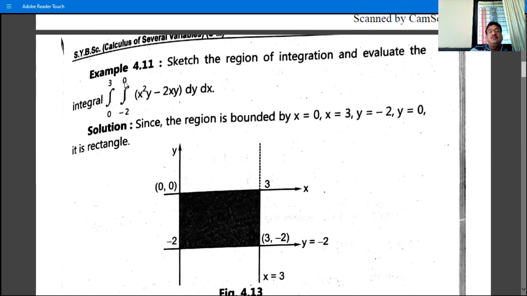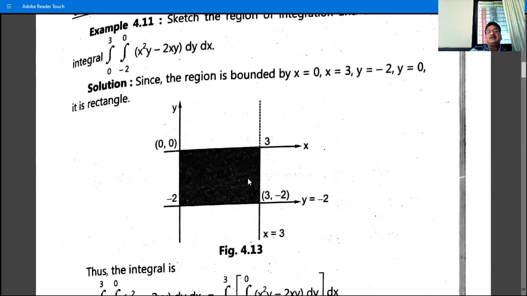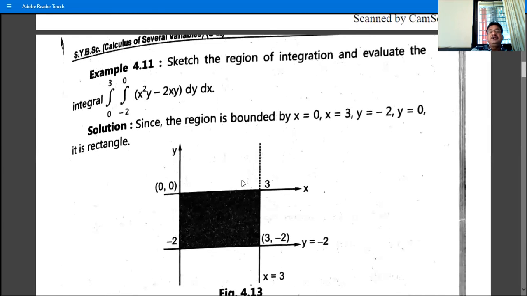Then y is equal to 0, which is the equation of the x-axis. Then x is equal to 0 is the y-axis. And x is equal to 3 is parallel to the y-axis, at a distance 3, so draw a parallel line to the y-axis. So this is x equals 3, and this black shaded region is the region of integration.